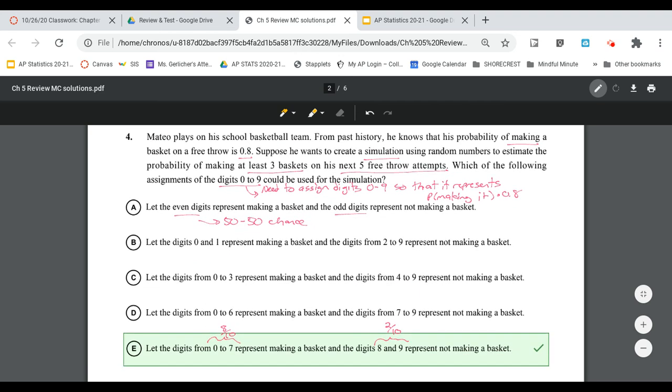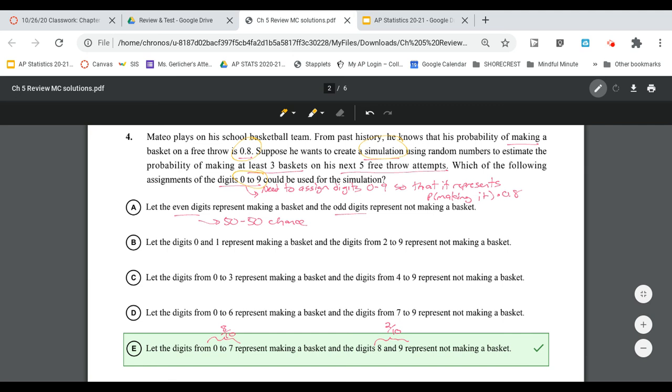Okay, number 4. I just got to reread these. So we know probability of success is 0.8, and we're creating a simulation to represent that. So we're told to use the digits 0 through 9. So that's 10 digits total. 1 through 9 is 9, plus 0 makes 10 digits total.